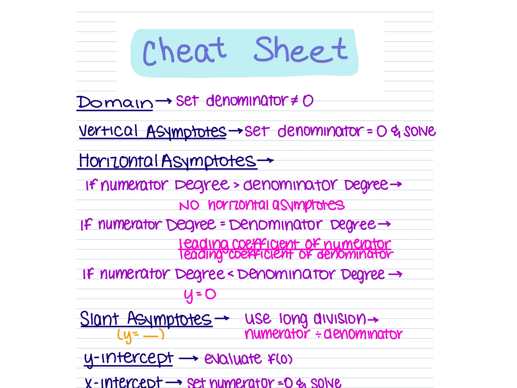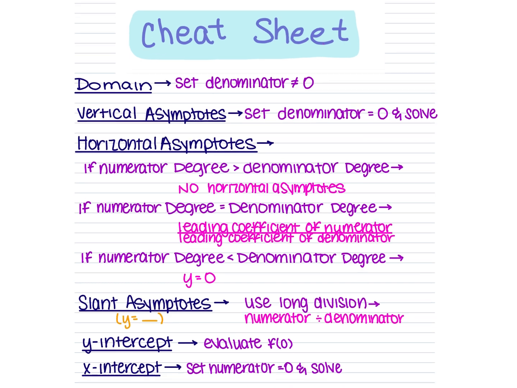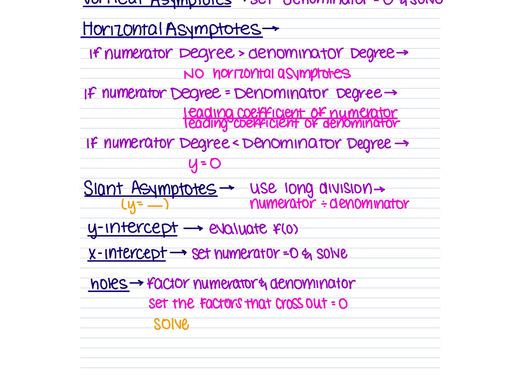You're also going to be able to find the horizontal asymptotes. There are 3 cases. The first case being if the degree on the numerator is greater than the denominator, then that means there's no horizontal asymptote. If the degree is equal to the denominator degree, then we do it based on the leading coefficients. And if the degree of the numerator is smaller than the degree on the denominator, then you would have a horizontal asymptote at y is equal to 0.